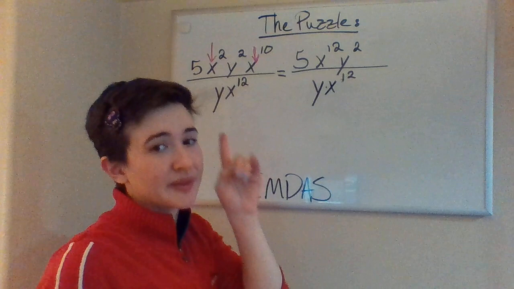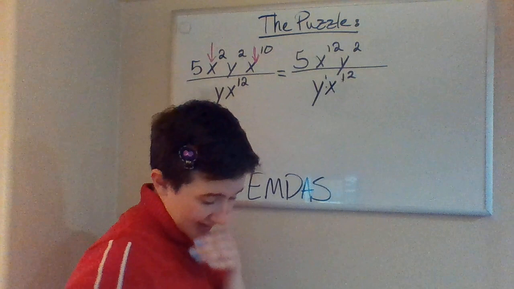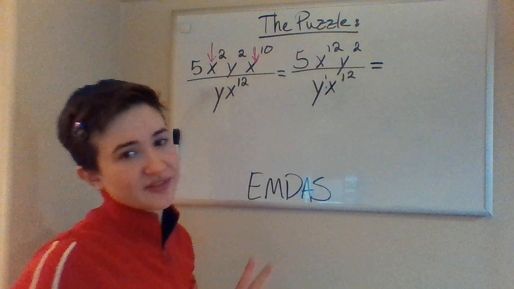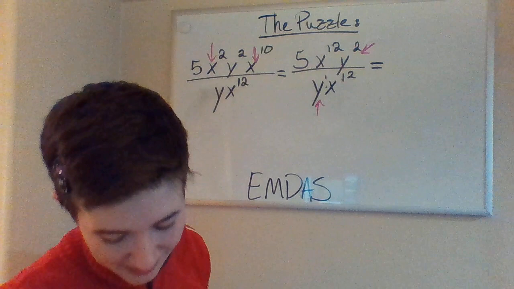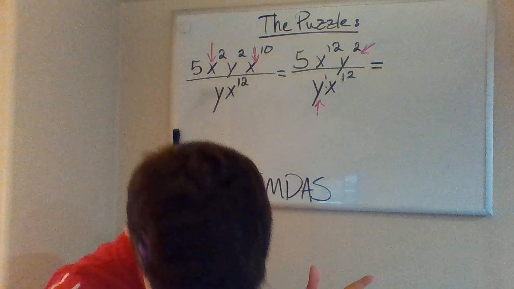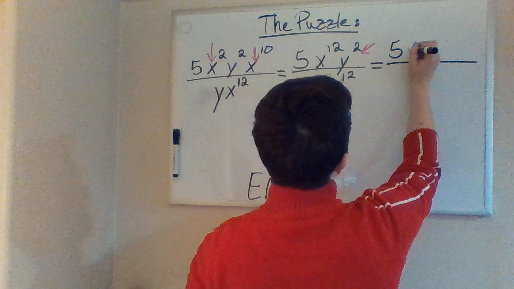Okay? Now in this case, like I said, everyone's different. We have two divisions we have to do. We have a y division and we have an x division. So we're going to start with y. Okay? I have two y's on top, one y on bottom. When we cancel those out, we're left with one y on top. So I have x to the 12th, a single y in x to the 12th.